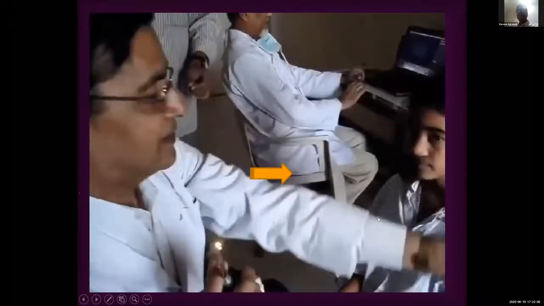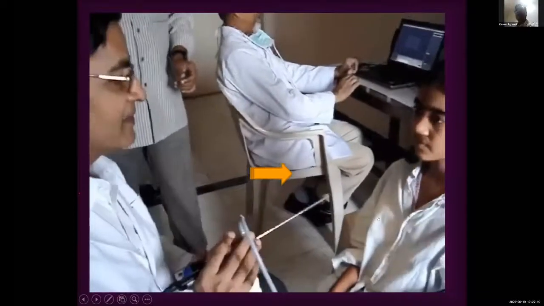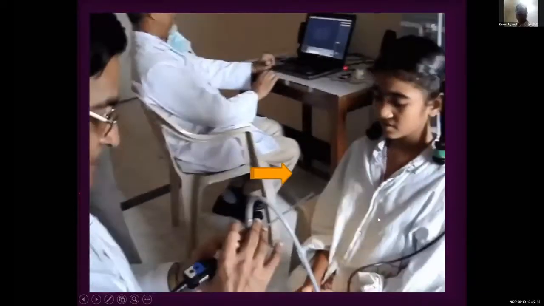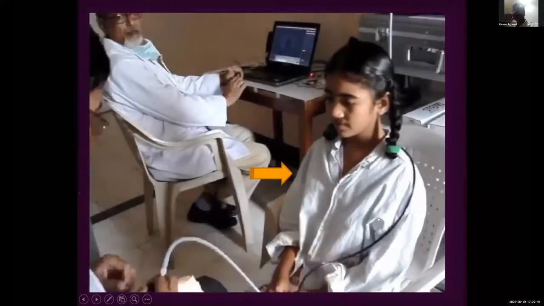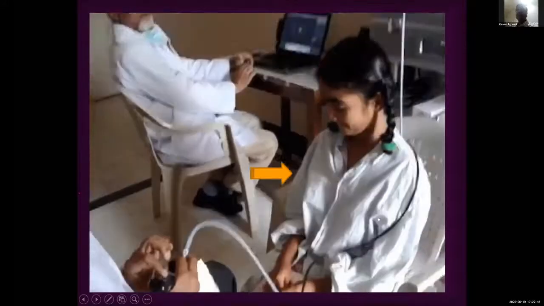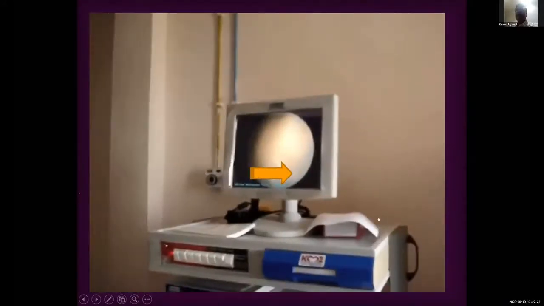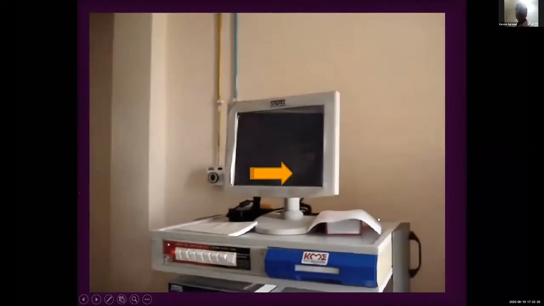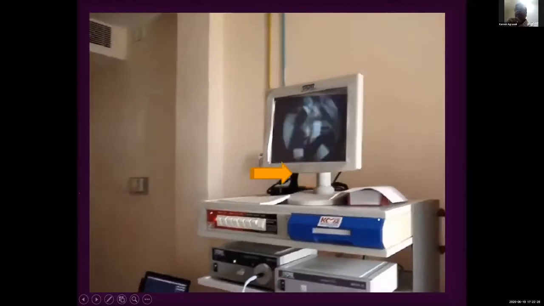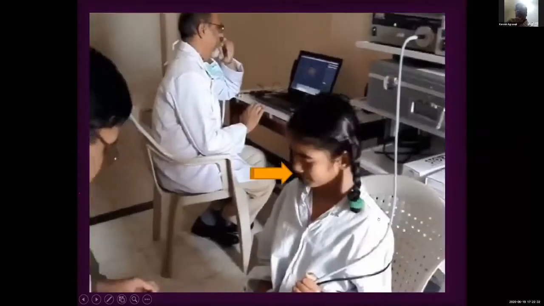Now this is a short video of 1.5 minutes. This shows how the procedure is performed when we use the rigid endoscope. The previous one showed the flexible one. We hold it like a gun, and the light cable remains at the top at the 12 o'clock position. And this is the monitor and the system of the nasoendoscopy projection.